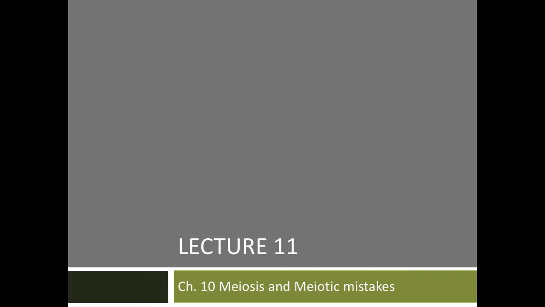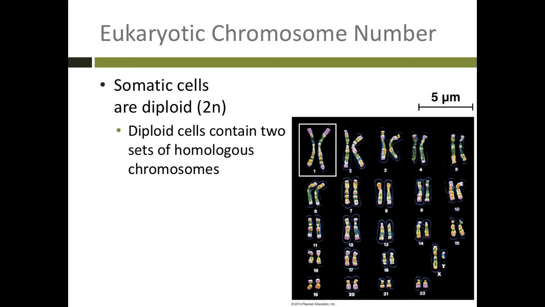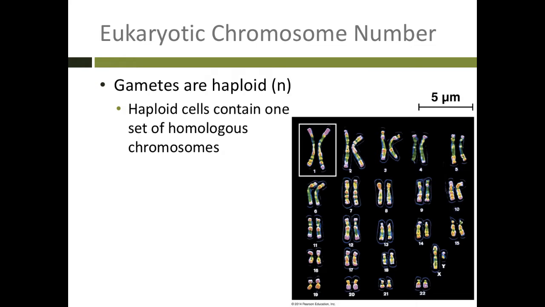Hey everybody, today we're going to be talking about meiosis and meiotic mistakes. You'll recall that somatic cells are your normal body cells. They have two copies of every chromosome, one from the biological mother and one from the biological father. Because they have two copies, they are diploid. These pairs of chromosomes are called homologous chromosomes. Homologous chromosomes are similar in size, structure, and coded information, but they are not identical.